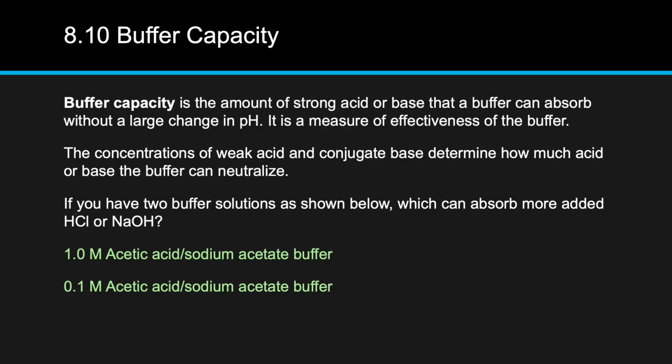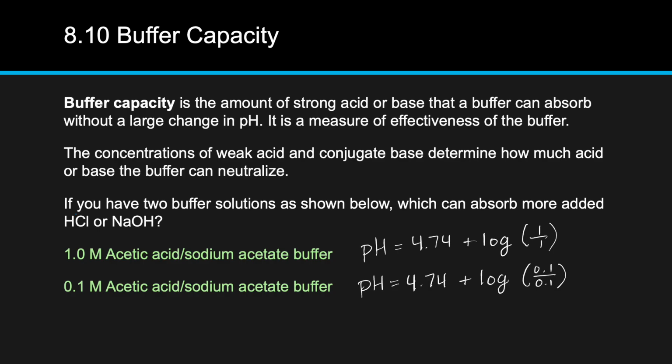So comparing these two buffer solutions, we have 1 molar acetic acid and 1 molar sodium acetate versus 0.1 molar acetic acid and 0.1 molar sodium acetate. So they are the same proportion of concentration, meaning if I am plugging into Henderson-Hasselbalch for my top buffer, it would be 1/1. And for my bottom scenario, it would be 0.1/0.1.